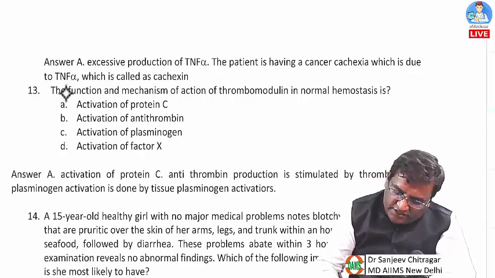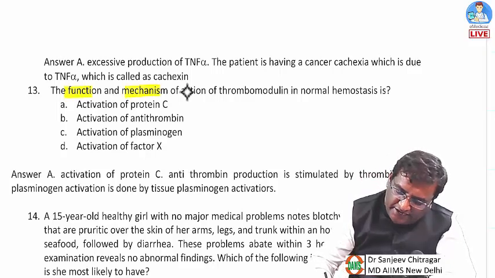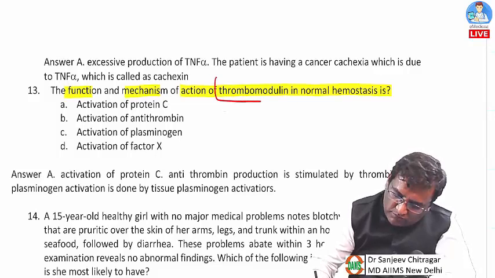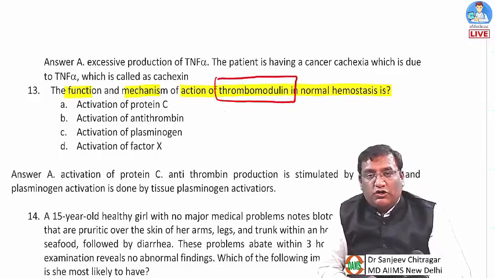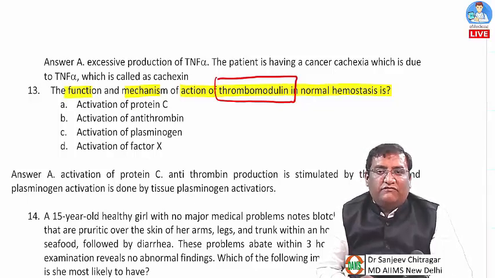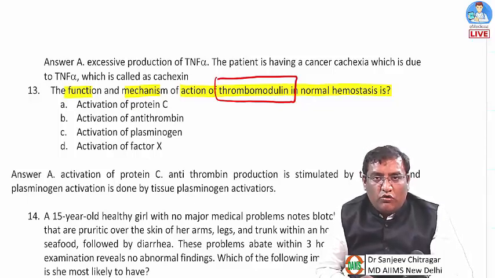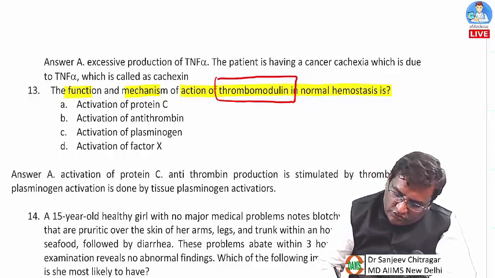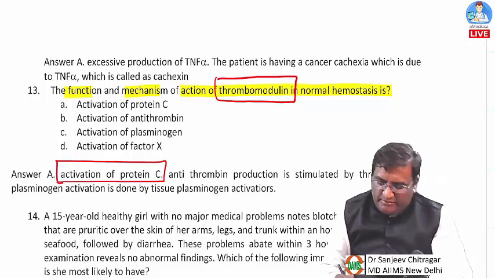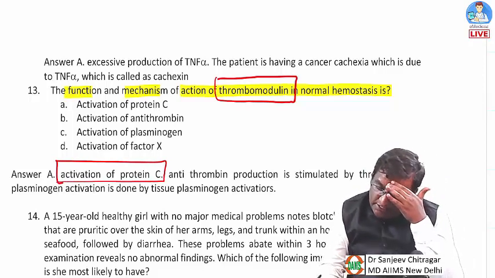One-liner question: the function and mechanism of action of thrombomodulin in normal hemostasis is. So what is the action of thrombomodulin? What does it do? Activation of protein C, activation of antithrombin, activation of plasminogen, activation of factor 10. Thrombomodulin is going to help in activation of protein C, remember. So what is this protein C?